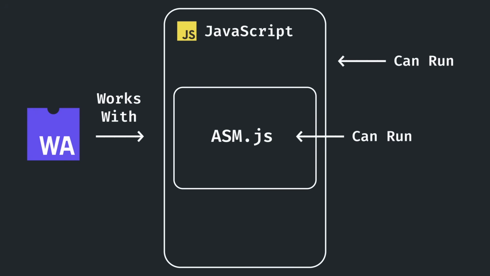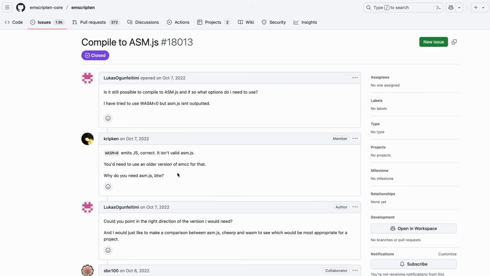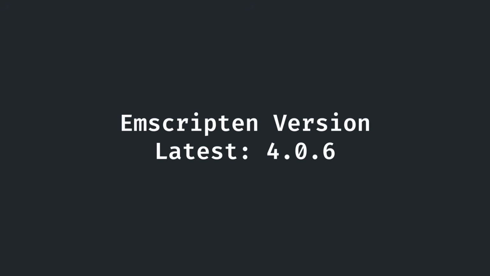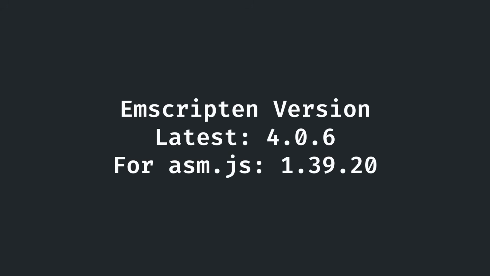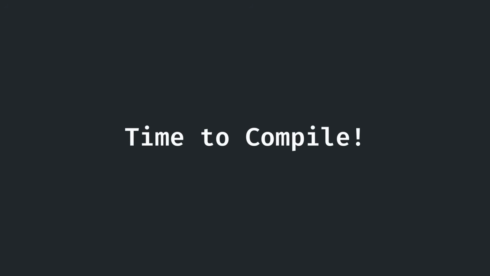So this is exactly what we want to compile llama.cpp into. Unfortunately, however, the current version of Emscripten no longer supports compiling into ASM.js. But instead, what we can do is downgrade Emscripten all the way down to version 1.39.20 for ASM.js support. Now we can actually compile llama.cpp.